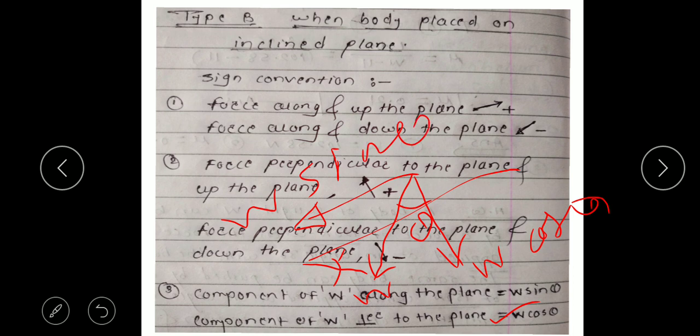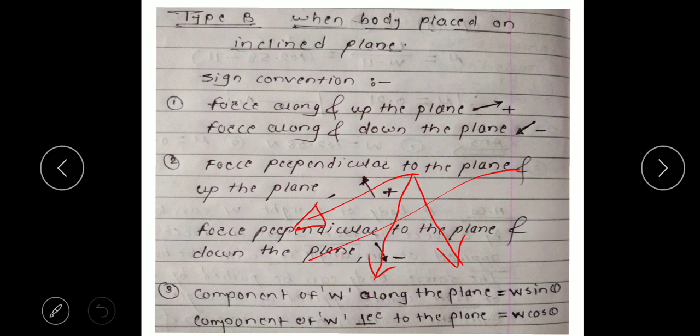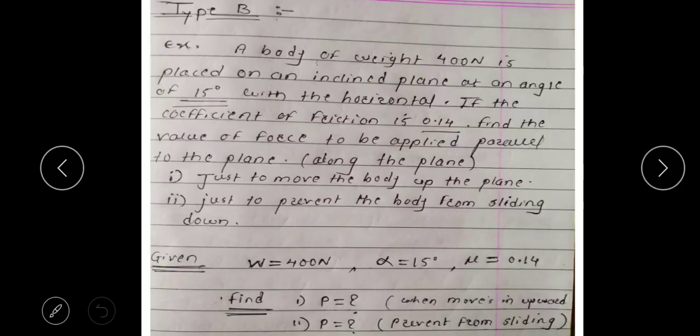So the component of W along the plane is W sin theta, and the component of W perpendicular to the plane is W cos theta. This is all about the sign convention. Now come to the simple numerical, then we will conclude.